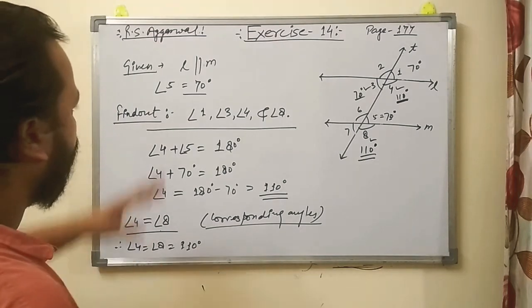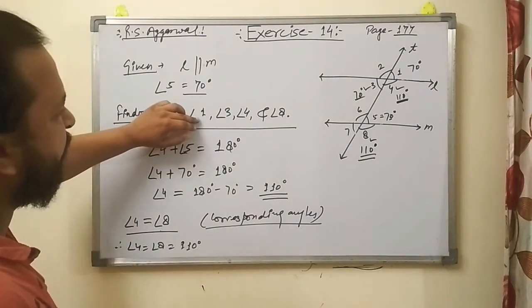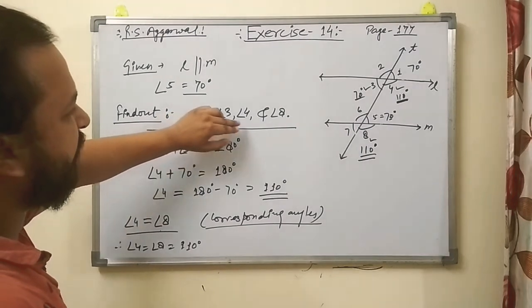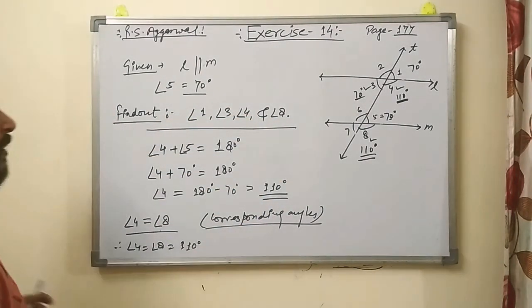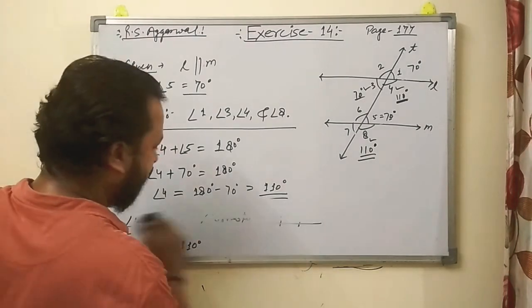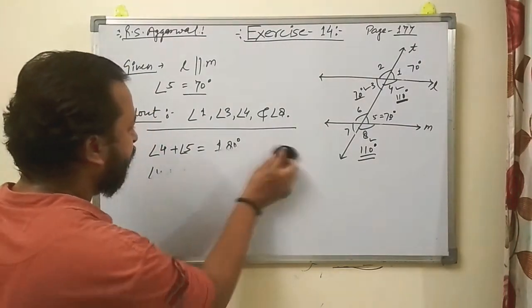So we have got the values. Angle 1 is equal to 70 degrees, angle 3 is equal to 70 degrees, angle 4 and angle 8 are both equal and they are 110 degrees. Now come to the next question.